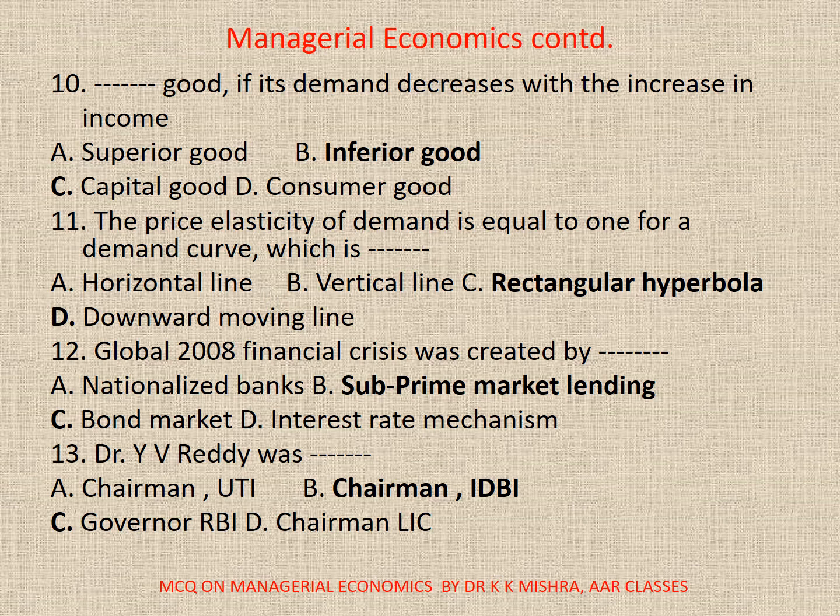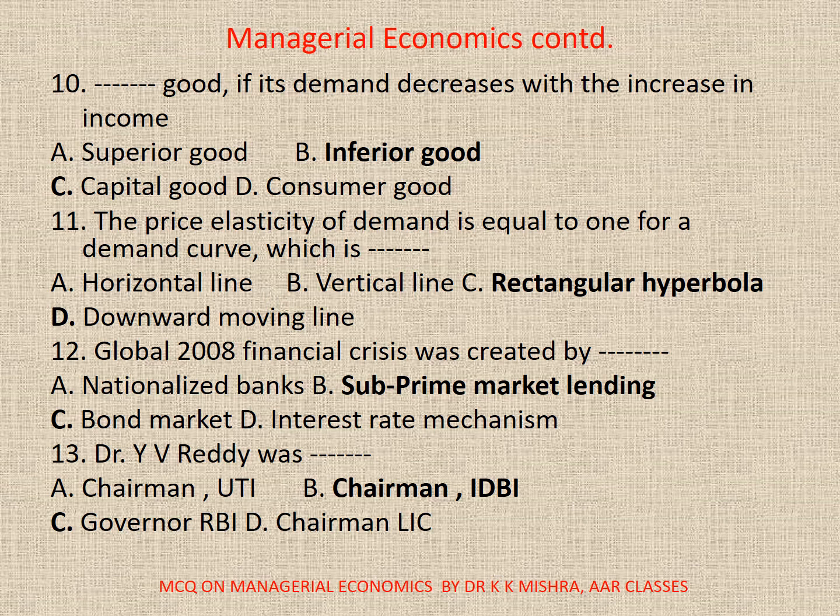So here correct option is B, inferior goods, because it is in case of inferior goods that the demand decreases when income in fact increases. So obviously demand decreases when income increases.